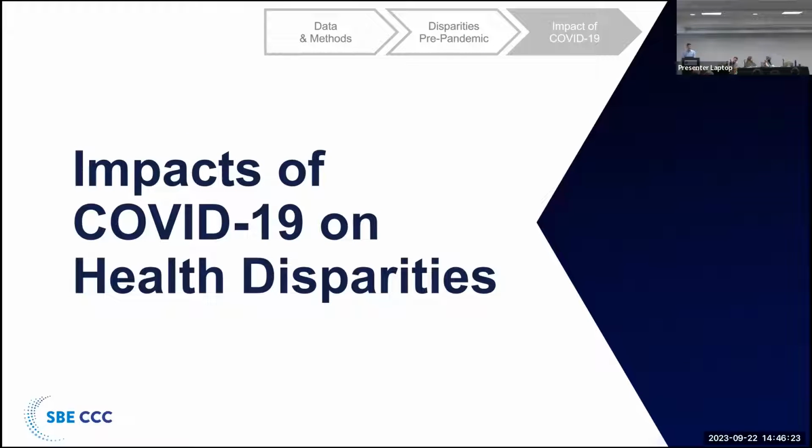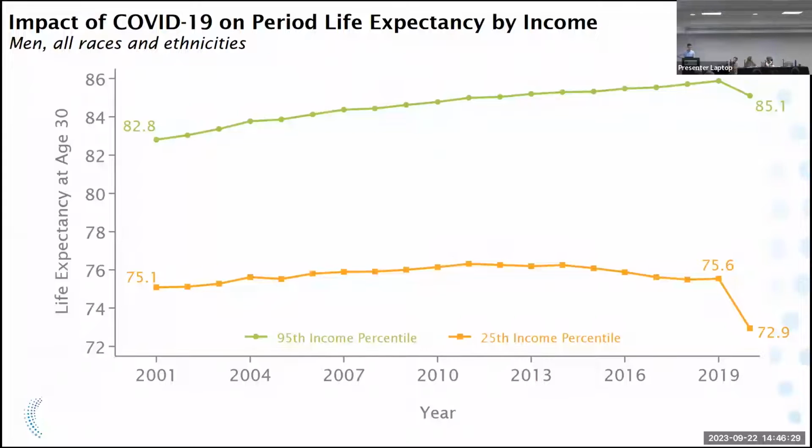Let's focus on COVID-19, and I'm going to spend my time there when I start to disaggregate by race and ethnicity. So for starters, if we just look at the effect of COVID-19 on period life expectancy for different income groups, you can see, I think, something that comes as no surprise to the people in this room, the enormous disparity in the effect of COVID-19 between wealthy Americans and lower income Americans. So the decline in life expectancy was gigantic at the bottom of the income distribution, almost 3 whole years in 2020.